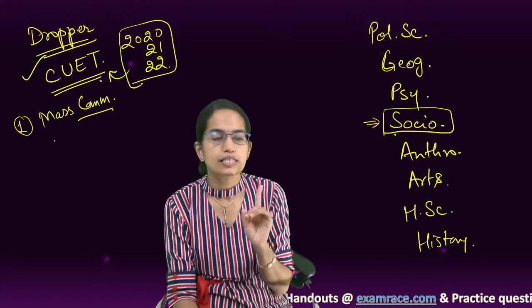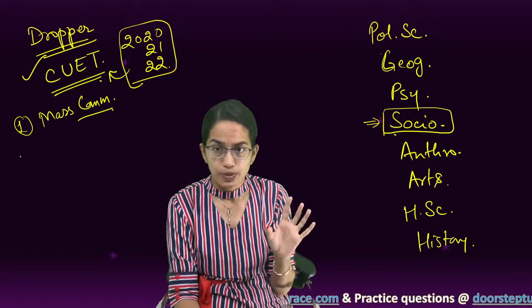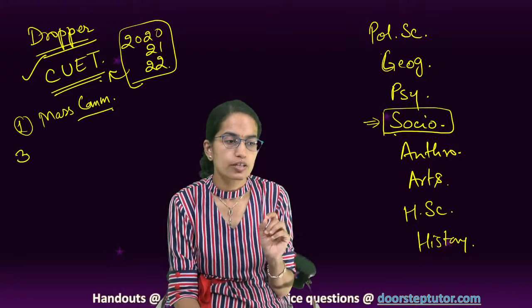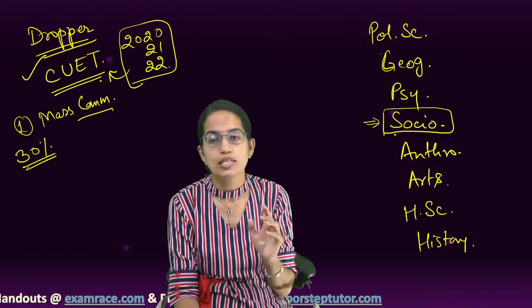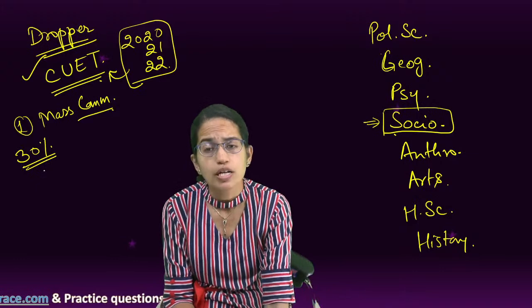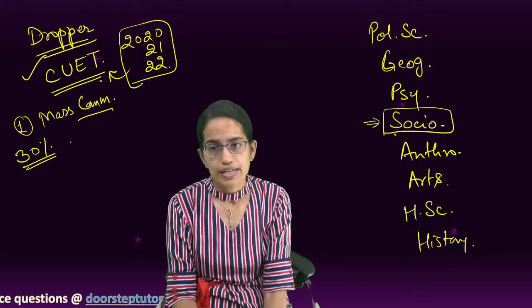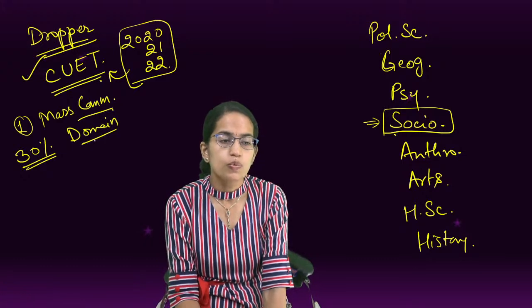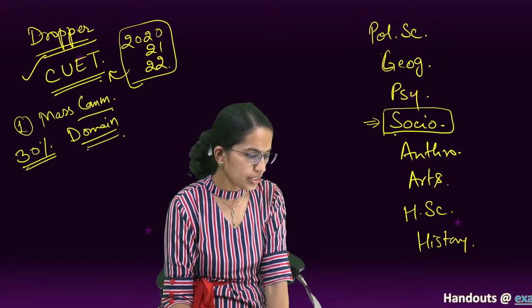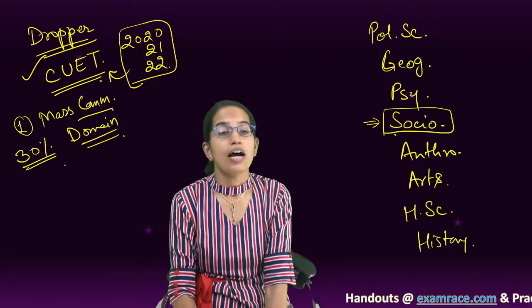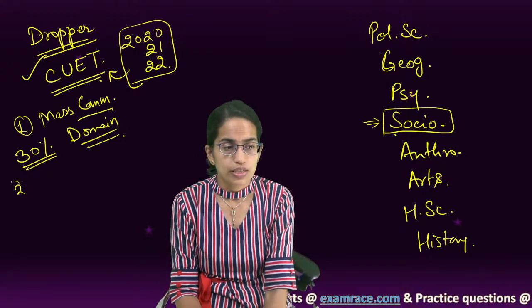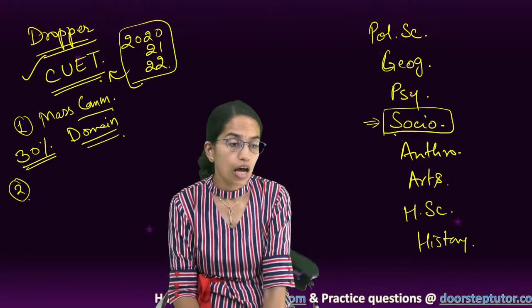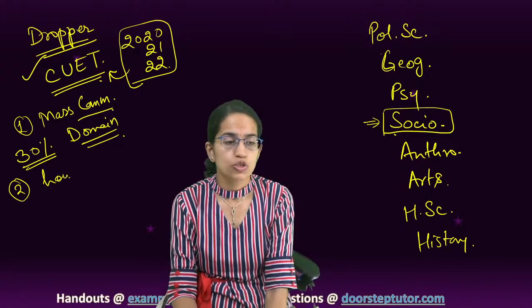Then languages is a qualifying section as per the Delhi University guidelines. Delhi University says that if you have secured 30% in your languages, that's the qualifying criteria, and then based on your domain papers you would be given admission to various departments. Another very important question that students commonly ask is, how many domains should I take?